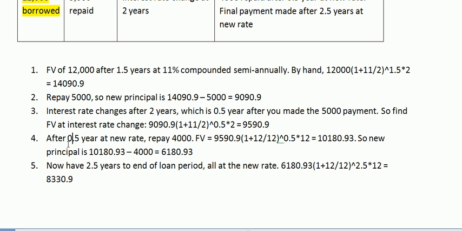Now, you stay on the new rate for half a year. Then you repay $4,000. So we need to find out the future value of the 9590.9 at 6 months at the new interest rate. So this makes 10180.93. But you repay $4,000, meaning the new principal after you repaid the $4,000 is 6180.93.